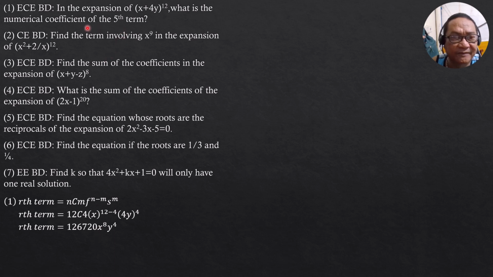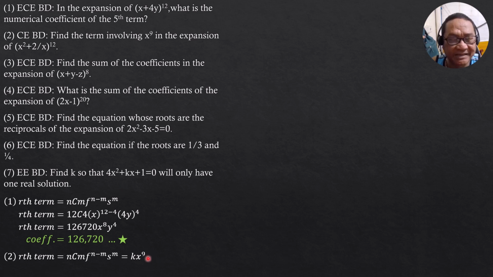Since we are only looking for the numerical coefficient of the fifth term, then the answer is 126,720. For the second problem, it's the same. We use the same formula. In this case, we're looking for the term involving x to the 9. So again, n is 12. First term is x squared. Second term is 2 over x, or 2x to the negative 1. And we should equate that to the term in the form kx to the 9 as stated here.